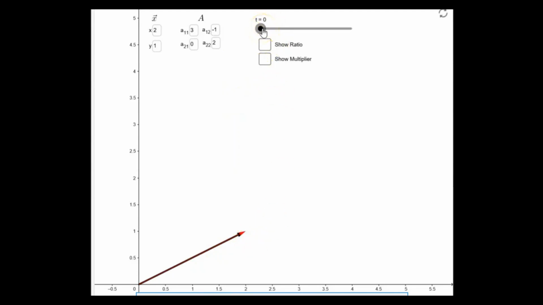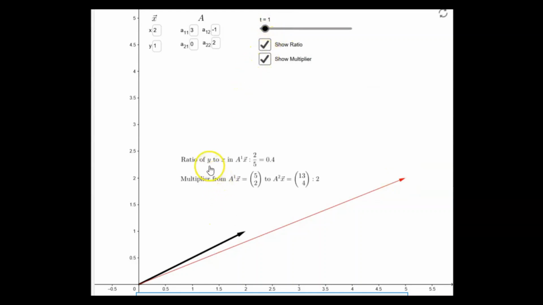So when I multiply by A one time, so this is A to the first times the 2, 1 vector, basically one multiplication by A will cause this 2, 1 vector to rotate a little bit, and notice that it's become scaled as well. Let me just show these two things here: the ratio of y to x, and A to the first times x. The y value that we would get is 2, the x value is 5. You can see that that vector is 5, 2. So the ratio of 2 to 5 is 0.4. And A to the first times x gives me 5, 2.